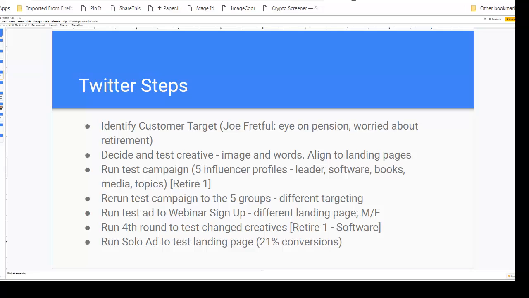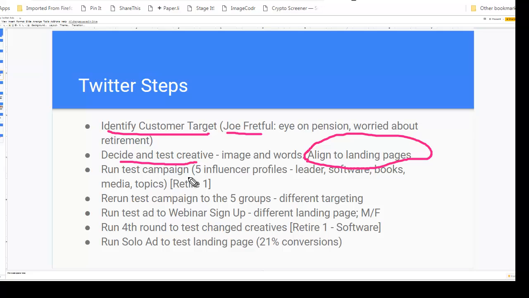So what did we do this week? Previously I had this chart called Twitter strategy, but these are really Twitter steps. The strategy reminders: identify a customer target. My target is a person, Joe Fretful. He's in his 50s, he's got his eye on his pension, and he's worried about retirement. Decide and test a creative, image and words, and this is really what I was doing this week, and align it to the landing pages that I did last week.